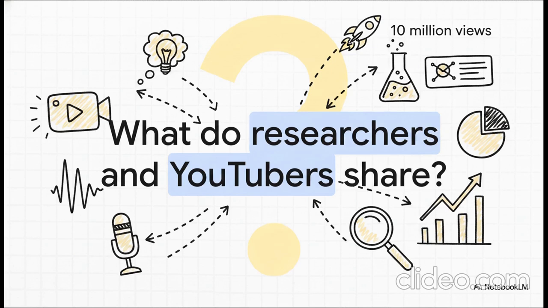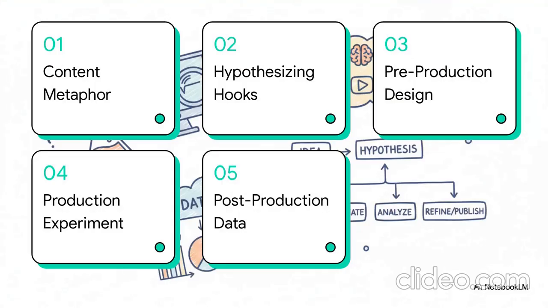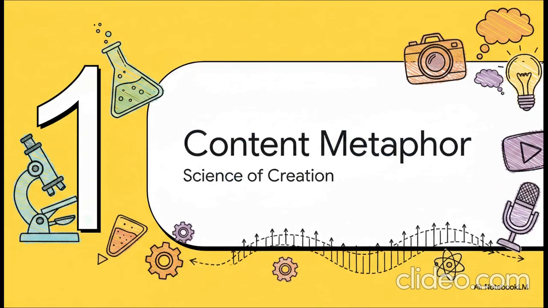When you peek behind the curtain of the most successful digital channels out there, you won't find a mess of random ideas. What you'll find is deliberate testing, rigorous methodology, and incredibly calculated execution. Here's our roadmap for today. We're going to cover: 1. The content science metaphor, 2. Hypothesizing the viral hook, 3. Pre-production as research design, 4. Executing the production experiment, and finally 5. Post-production and data analysis. Let's kick things off with Section 1, the content science metaphor.